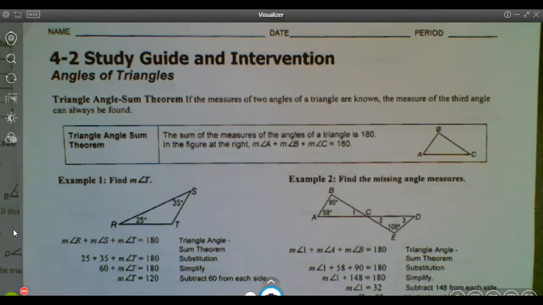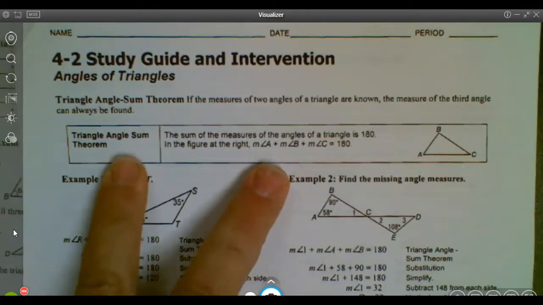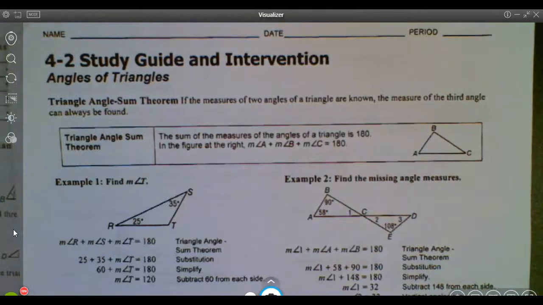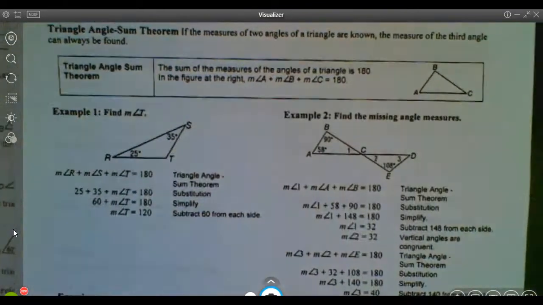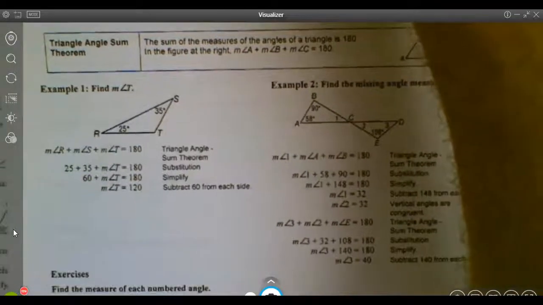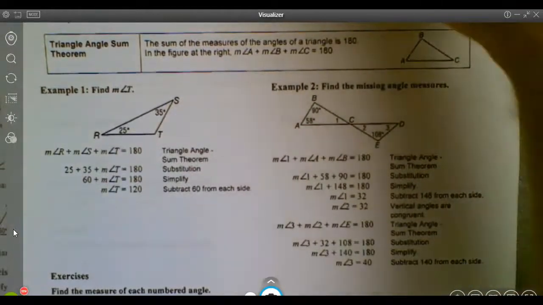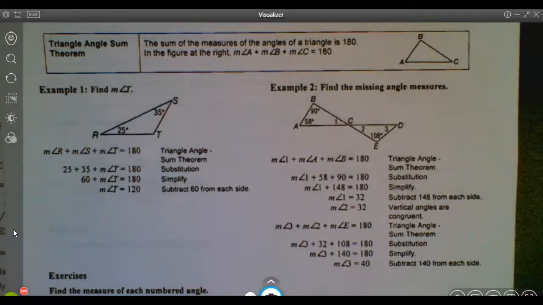Guys, again, if you're writing this down on your own piece of paper, you do need to copy down this theorem, so make sure that gets included in your notes, as well as examples 1 and 2 that you see right here. So let me just talk through these, but again, you do need to write these down if you don't have the notes printed. So as I look at example 1, it's asking me to find my missing angle.